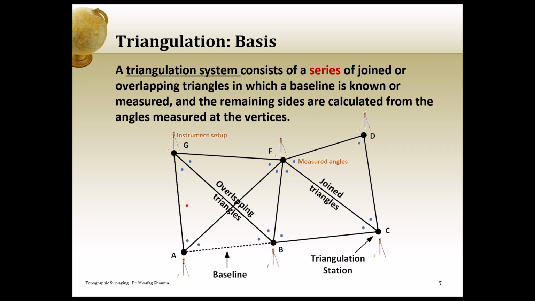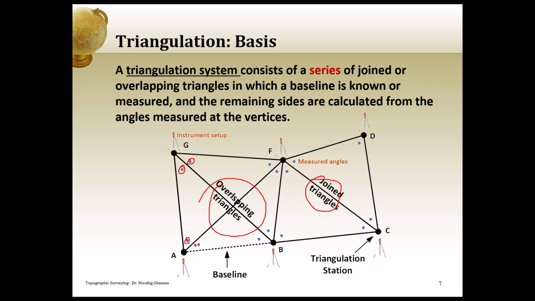Now, we do not work with one triangle. Actually, we have a series of triangles. Either they are joined together, like in this case, or overlapping triangles, like in this case. So we have different combinations, but we always have a baseline. We have to know it, or we have to measure it, and the remaining sides are calculated, as we said, from one triangle to the other, because we are measuring the angles at the vertices.